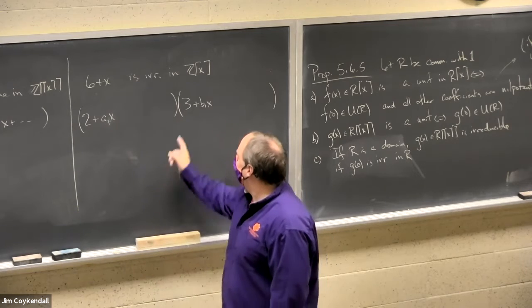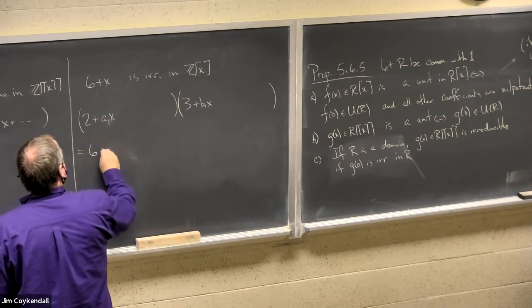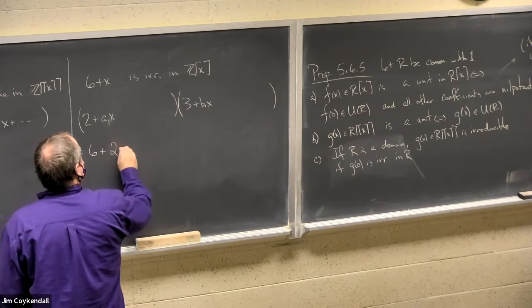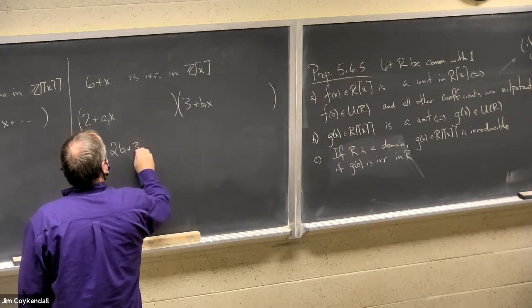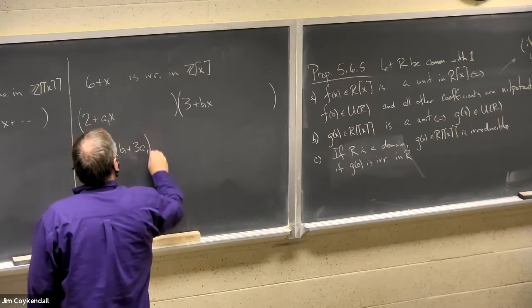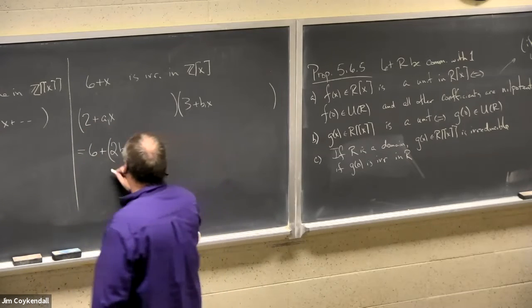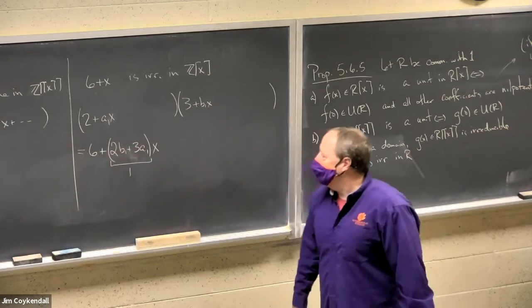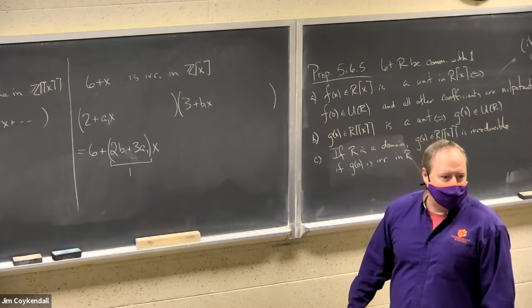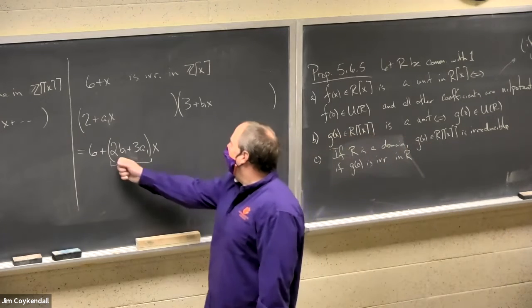Now I can do this. So let's play the math game here. This is 6 plus 2B1 plus 3A1 times x. And I can force this to be 1. Can anybody tell me? I mean, there's actually infinitely many ways I can do it, but how do I know that I can solve that equation?